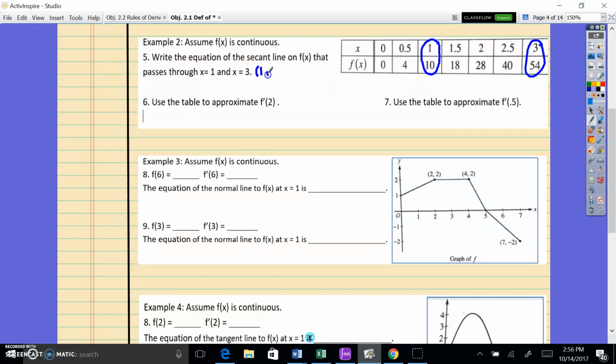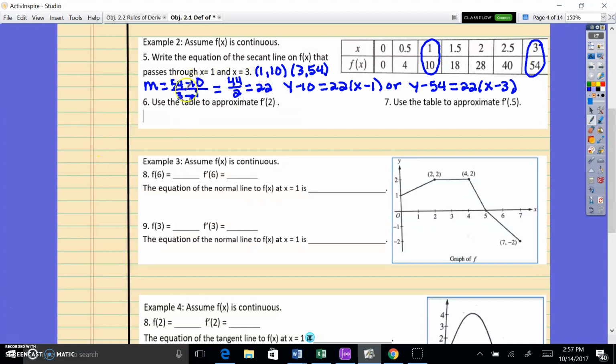If I have the point (1, 10) and the point (3, 54), I'm going to run the slope formula to compute the slope, and then I will use either of the 2 points to write my equation. So I have my work here. I use the traditional slope formula to find my slope, and then I can use either the point (1, 10) or (3, 54). Since I'm not solving for y, they look a little bit different, but if I did solve for y, they should look exactly the same, and either one would work. You do not need both, you just need one.